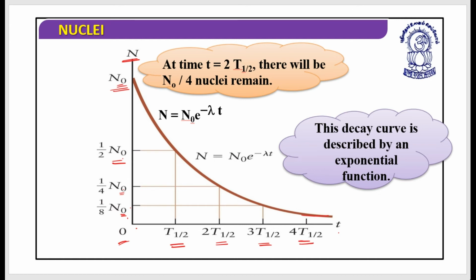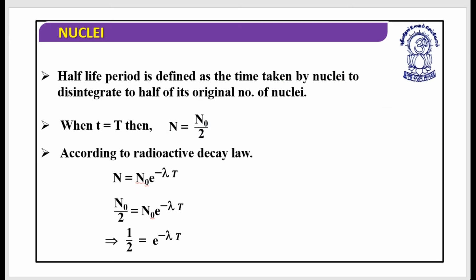So this is how my elements will keep on decreasing. Half-life period is defined as the time taken by any nuclei to disintegrate to half of its original number of nuclei. So when t is equal to T, then N would be equal to N naught by 2. According to the radioactive decay law, N is equal to N naught into e to the power minus lambda t.